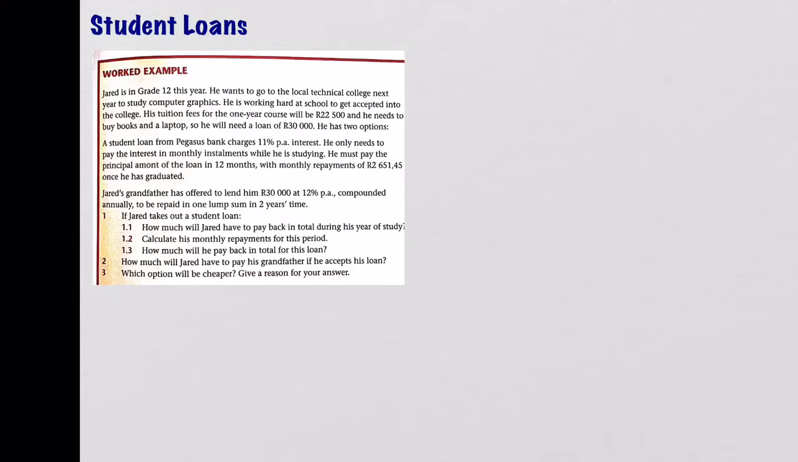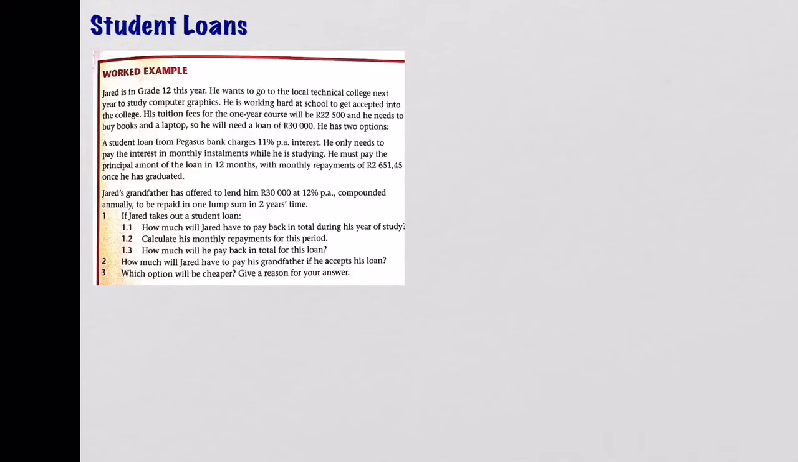He has two options. A student loan from Pegasus Bank. Yes, Pegasus. This textbook loves Pegasus Bank. That student loan charges 11% per annum interest. He only needs to pay the interest in monthly installments while he is studying. Then he must pay the principal amount of the loan in 12 months. So the principal amount is what was originally loaned to him, not just the interest, but the actual money that was loaned to him, with monthly repayments of 2,651 Rand 45 cents per month once he has graduated.